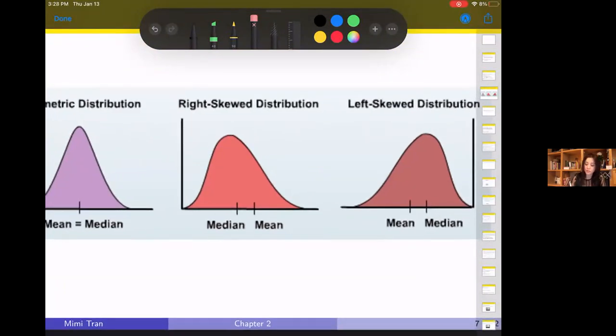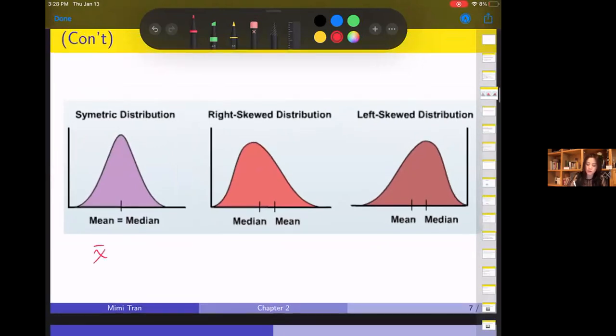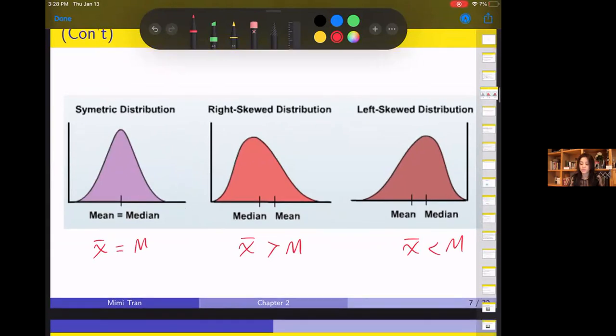Okay. So here, you write it down, X bar equals median. Here, X bar greater than median, and then X bar less than median. Again, I'll come back to these slides in the next chapter, which is next week.